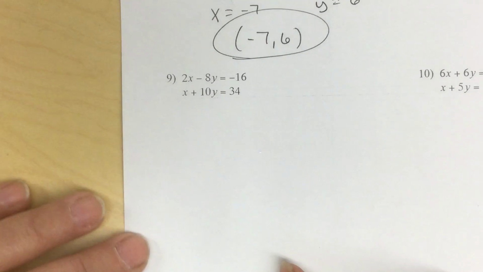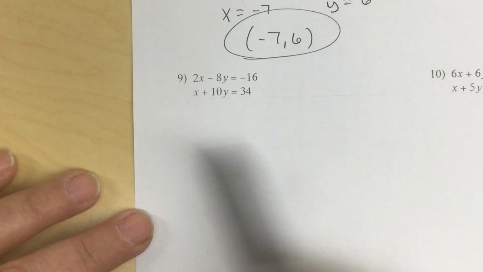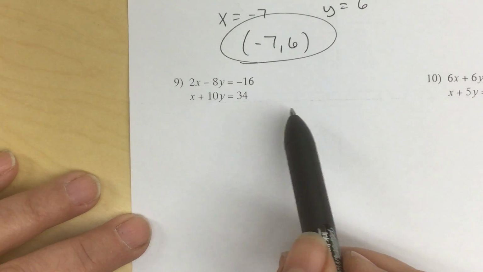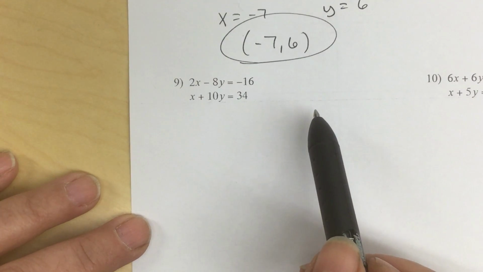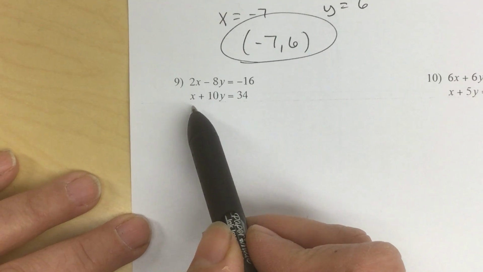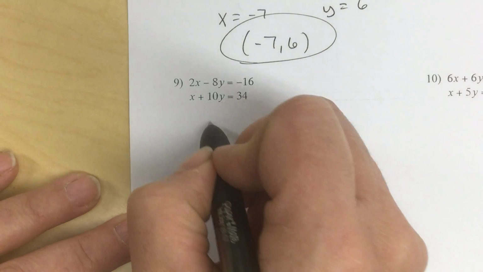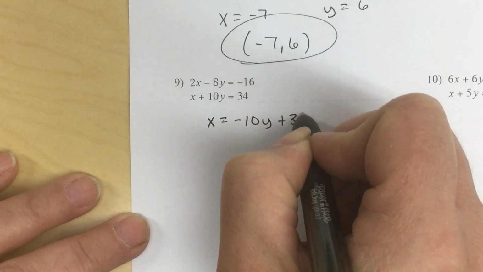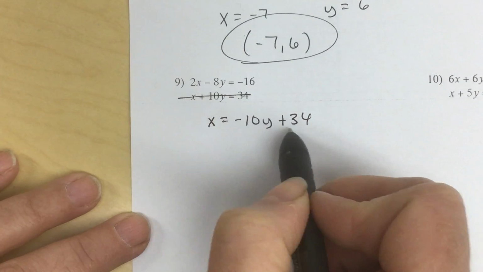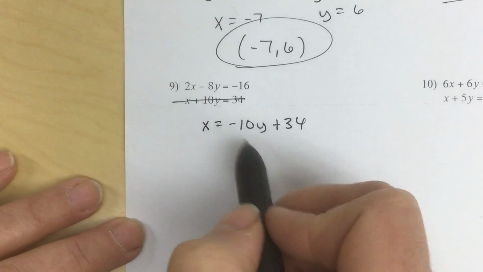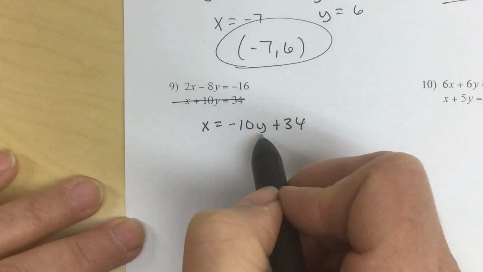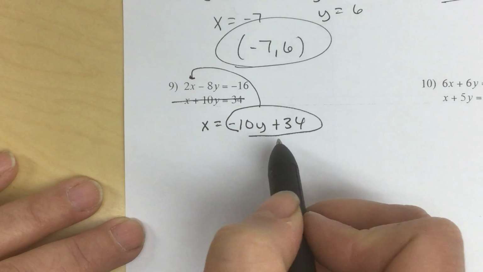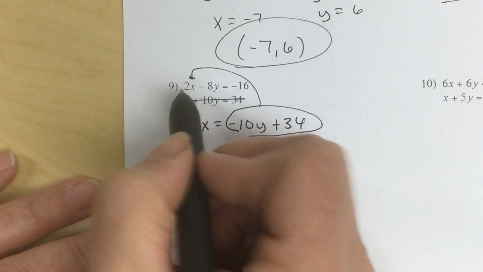Okay, we'll do one more. These two problems don't have an equation already solved, like you don't have an x equals or a y equals. But it'll be very easy to get this x by itself. We can move this 10y over, so we can change this to x equals negative 10y plus 34. So now that equation is gone. I've rearranged it and made it look like that. So now this is solved for x, so I can take all of this and plug it in for x. Because it's x equals, I'm going to put it into the x spot.